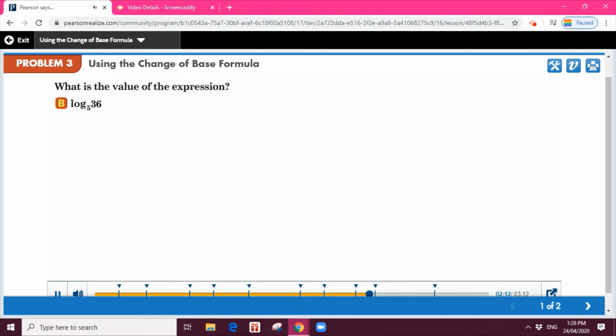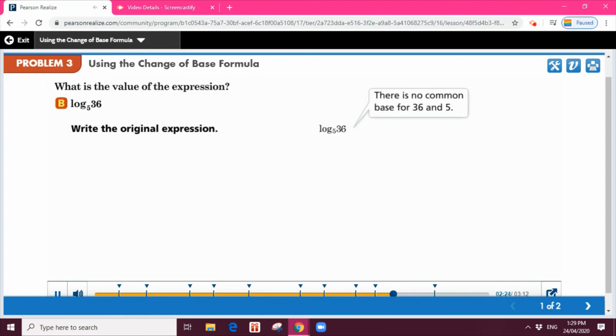Part B. What is the value of the expression log base 5 of 36? Write the original expression. There is no common base for 36 and 5. Use the change of base formula and base 10.